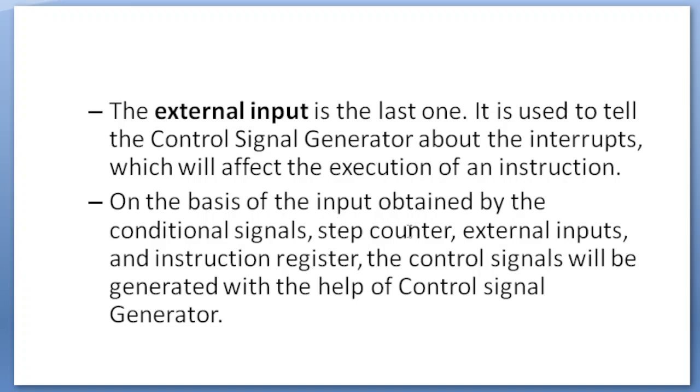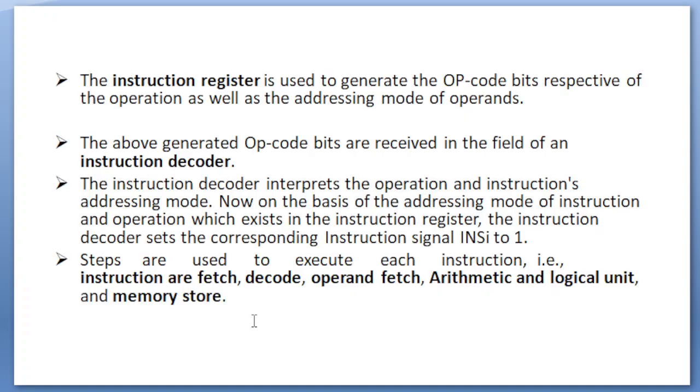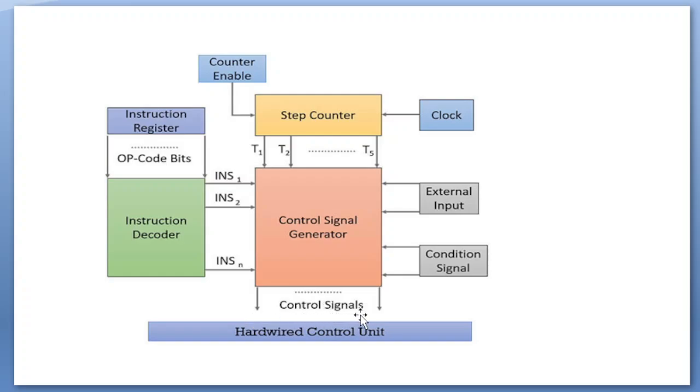On the basis of the input obtained from the conditional signal, step counter, external input and instruction register, the control signal will be generated with the help of the control signal generator. I have already told you that control signals are generated based on these components: instruction register, instruction decoder, step counter, external input, conditional signal. Based on these only, the control signal generator produces a control signal. This is the working of the hardware control unit.